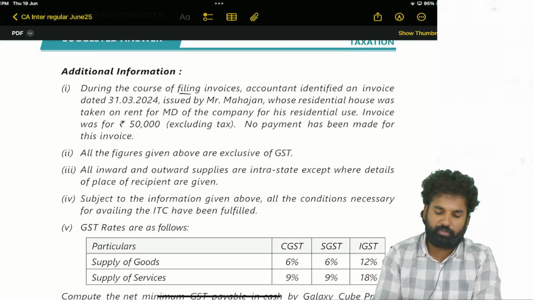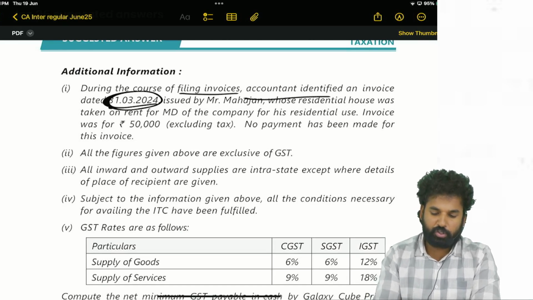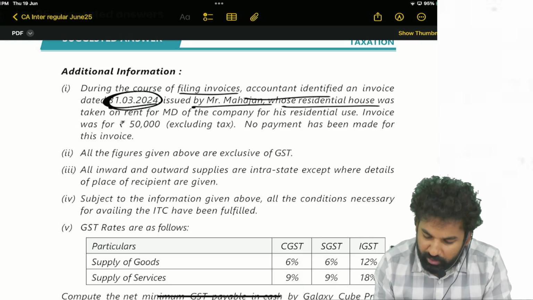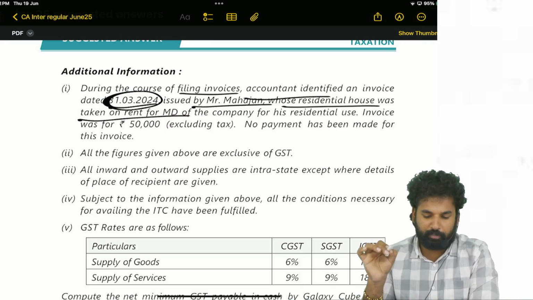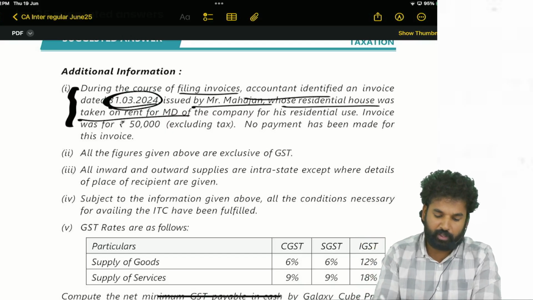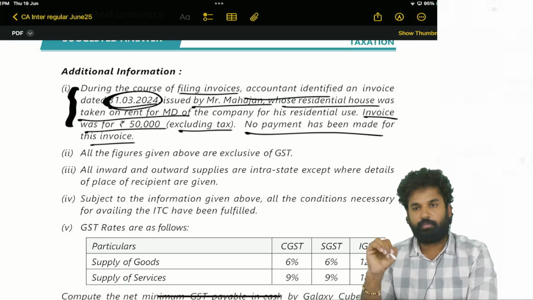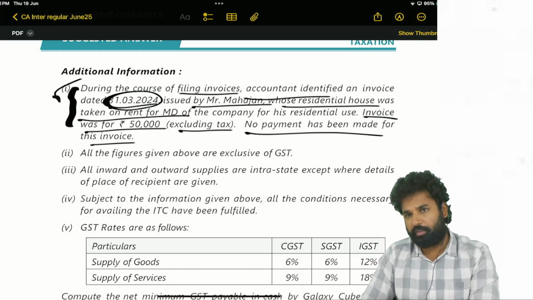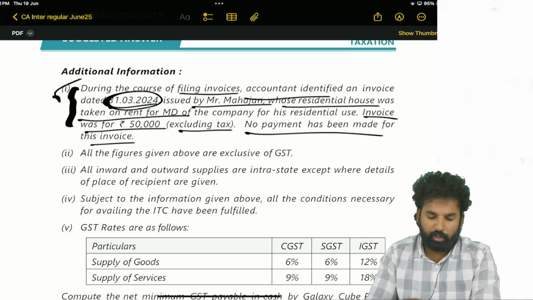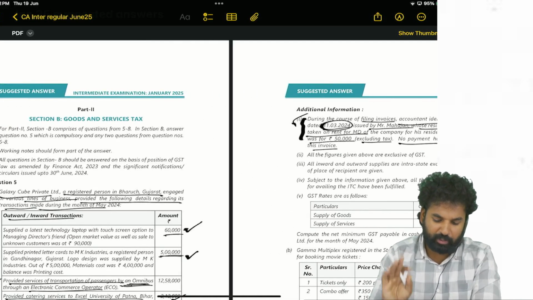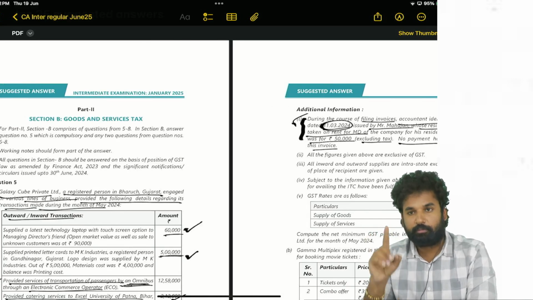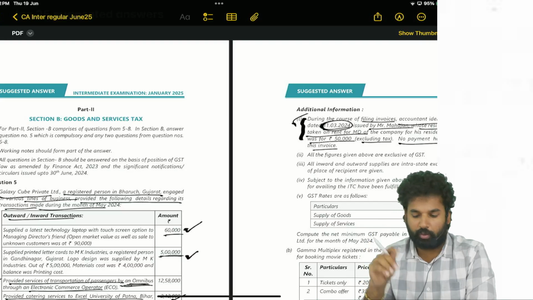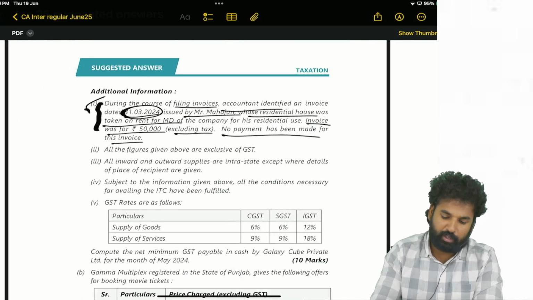Next, during the course of filing invoices, accountant identified an invoice dated 31st March 2024, issued by Mr. Mahajan, whose residential house was taken on rent for MD of the company for his residential use. Okay. The invoice was for rupees 50,000 excluding tax. So no payment has been made for this invoice. So regarding this, what has to be done? Reverse charge mechanism is applicable or not? We are in the month of May. This is for 31st March 2024. Okay, reverse charge mechanism has to be applicable. Right now we find the invoices.